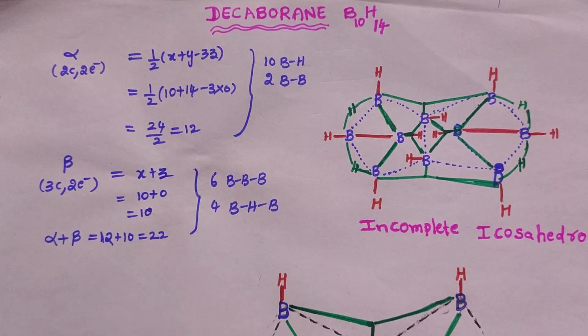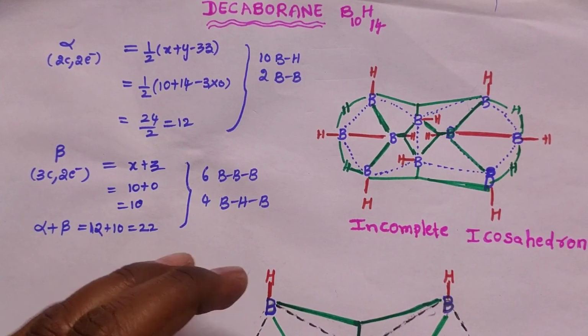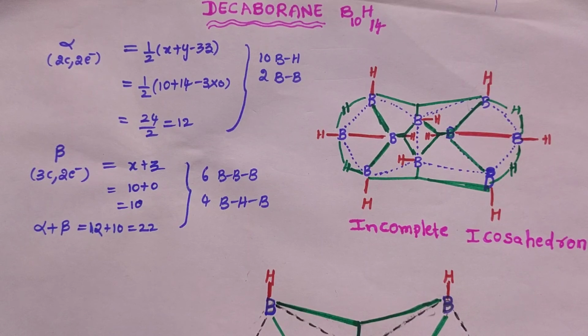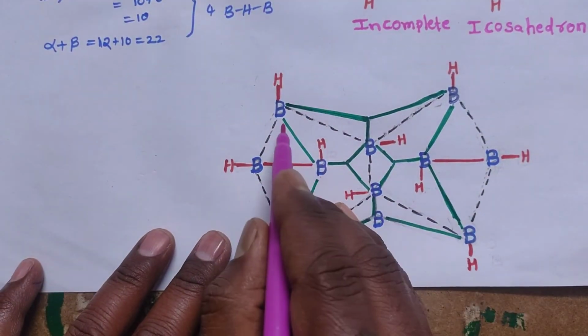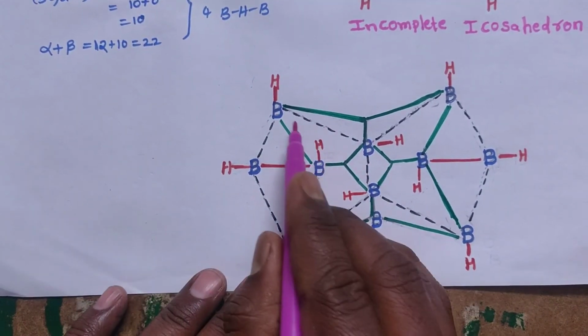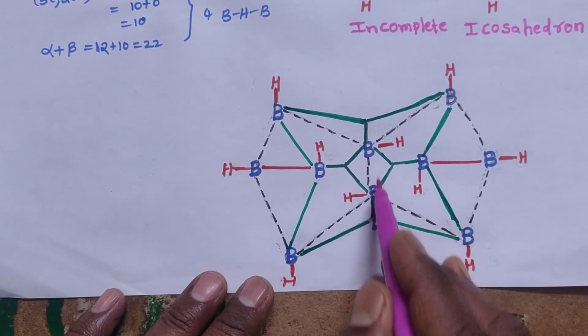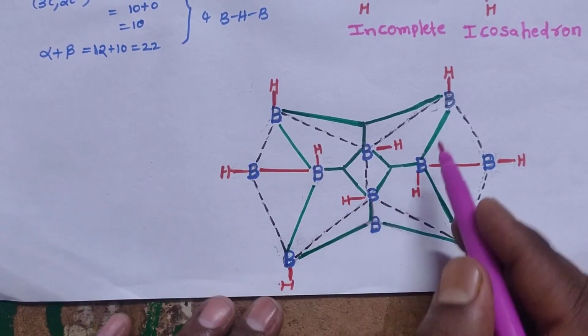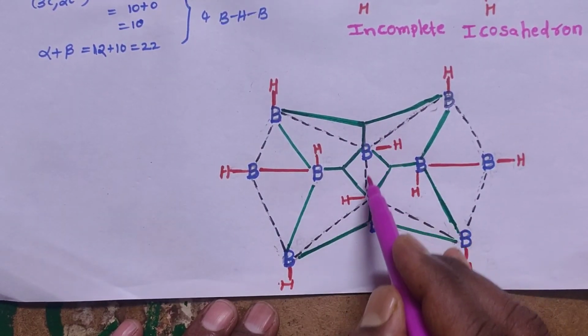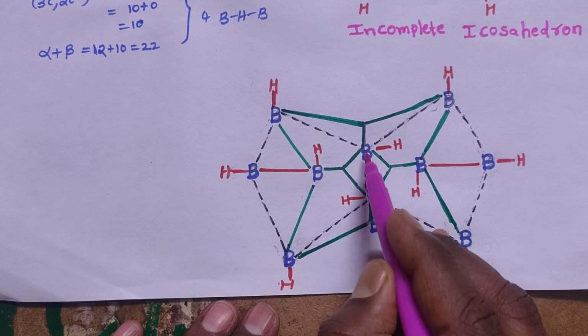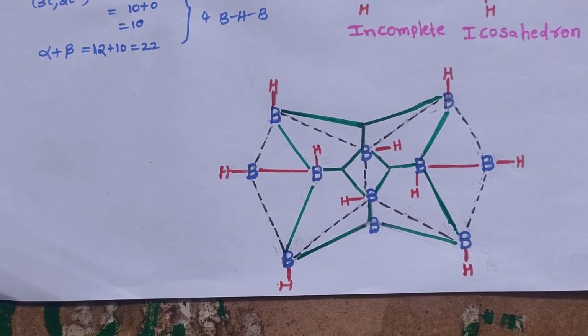So this structure is called the incomplete icosahedron. Otherwise we can consider it as two pentagons joined at one edge. So either way we can call it. Look here, we can see the pentagonal structures clearly. This is one pentagon, 1, 2, 3, 4, 5. These 5 boron atoms form one pentagon, and these 5 boron atoms form another pentagon. And these two pentagons are joined, sharing one edge. They are having one edge in common.